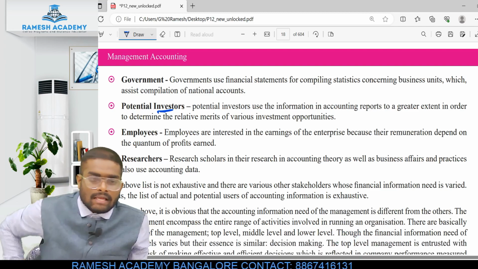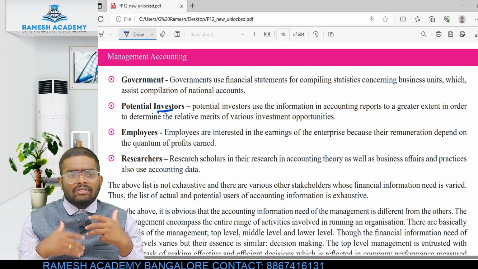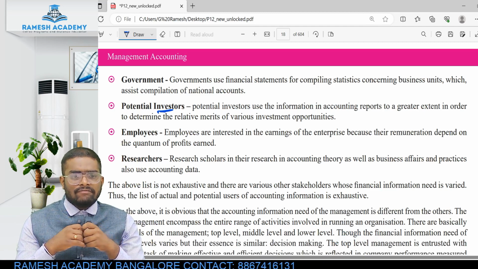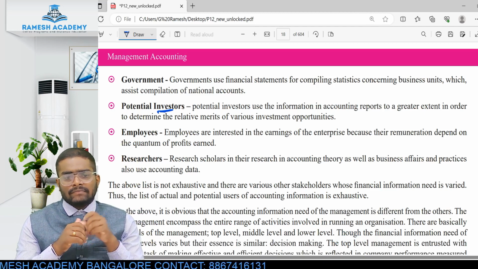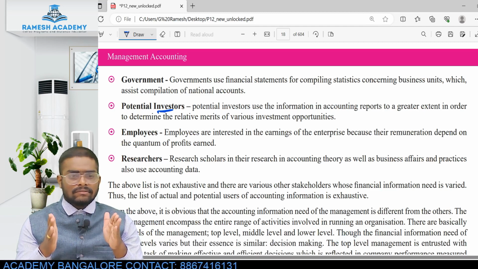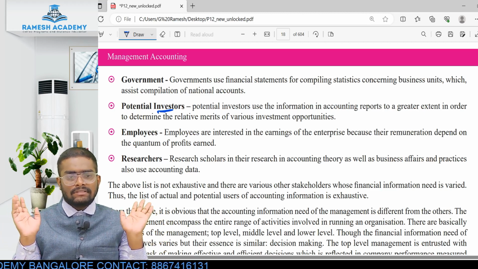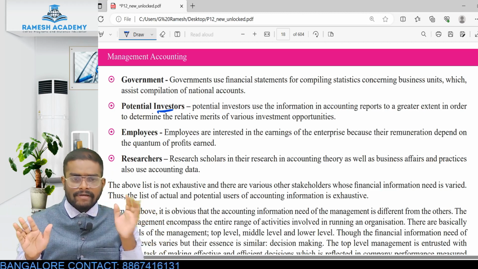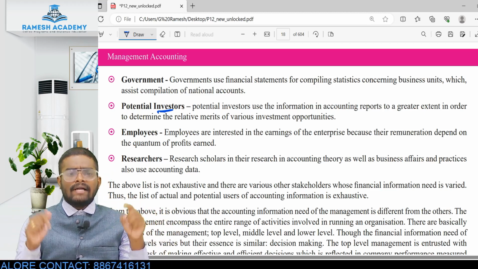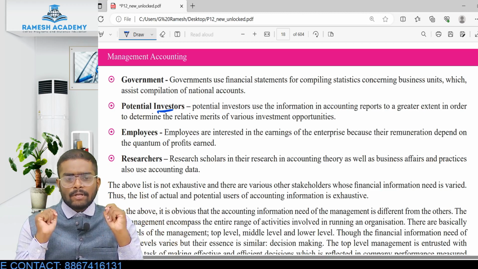Then employees. Why do you think employees require financial information if they are getting salary? Anyhow, employees will be getting salary on a monthly basis. If the company is in loss or profit, it doesn't matter for them. But in this point, they have given employees. Why do employees require financial information?